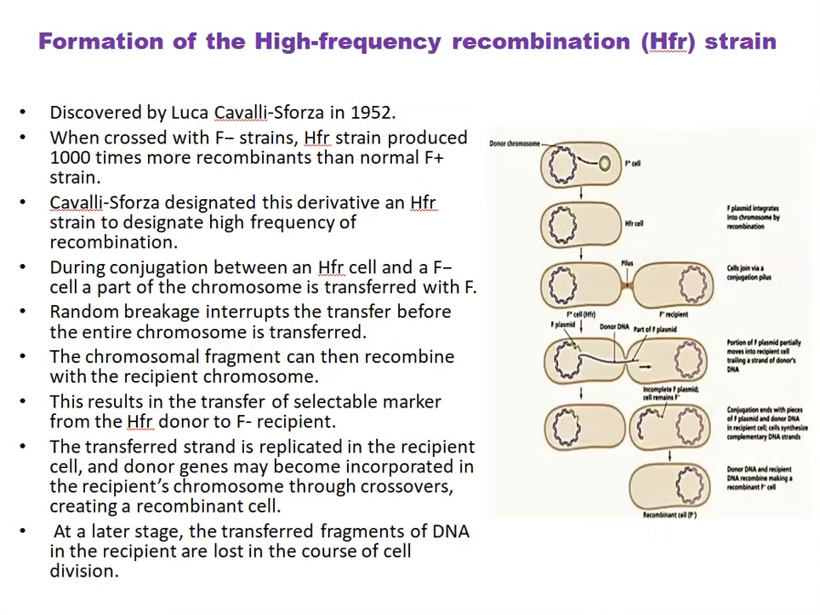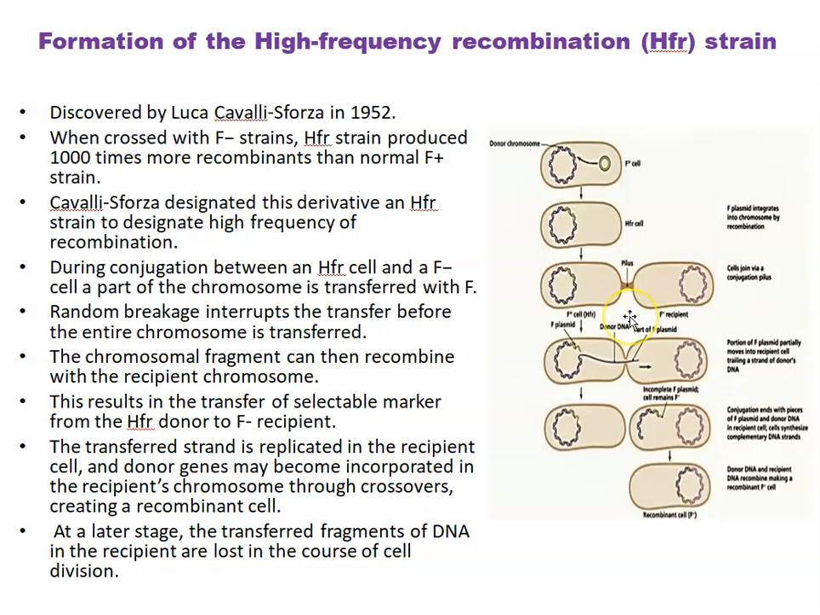Now, formation of the high frequency recombination strain. What is this high frequency recombination strain? This is another strain of bacteria discovered by Luca Cavalli-Sforza in 1952. When he crossed this high frequency strain with an F negative strain, the high frequency strain produced 1,000 times more recombinants than the normal F positive strain. So Cavalli-Sforza designated this as the high frequency strain, right?